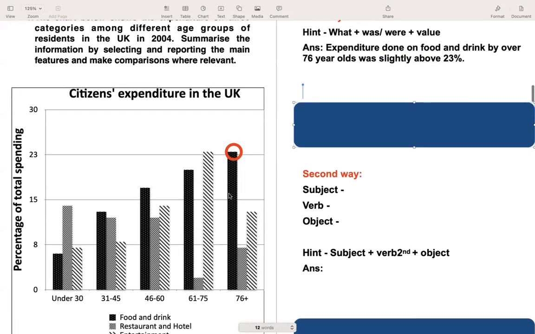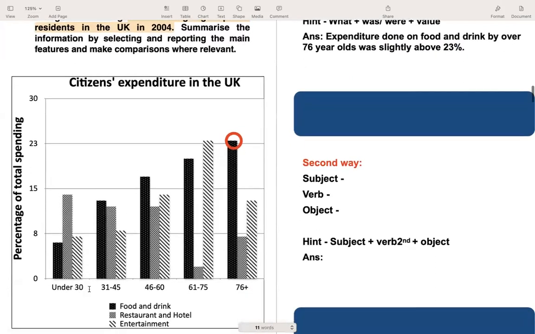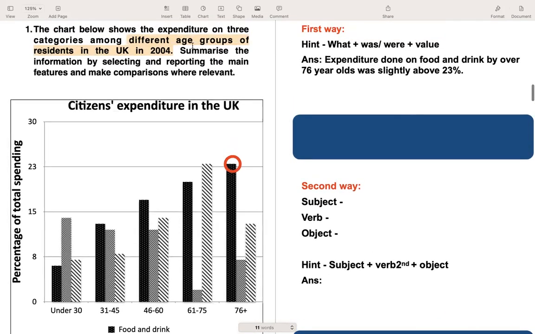Under the paragraph, in the line below, it's written "among different age groups." I get to know by reading this question: different age groups. So when I look at the graph, I come to know this is age group 1, under 30, and 31 to 45 is the second age group. Reading the graph and the question together.